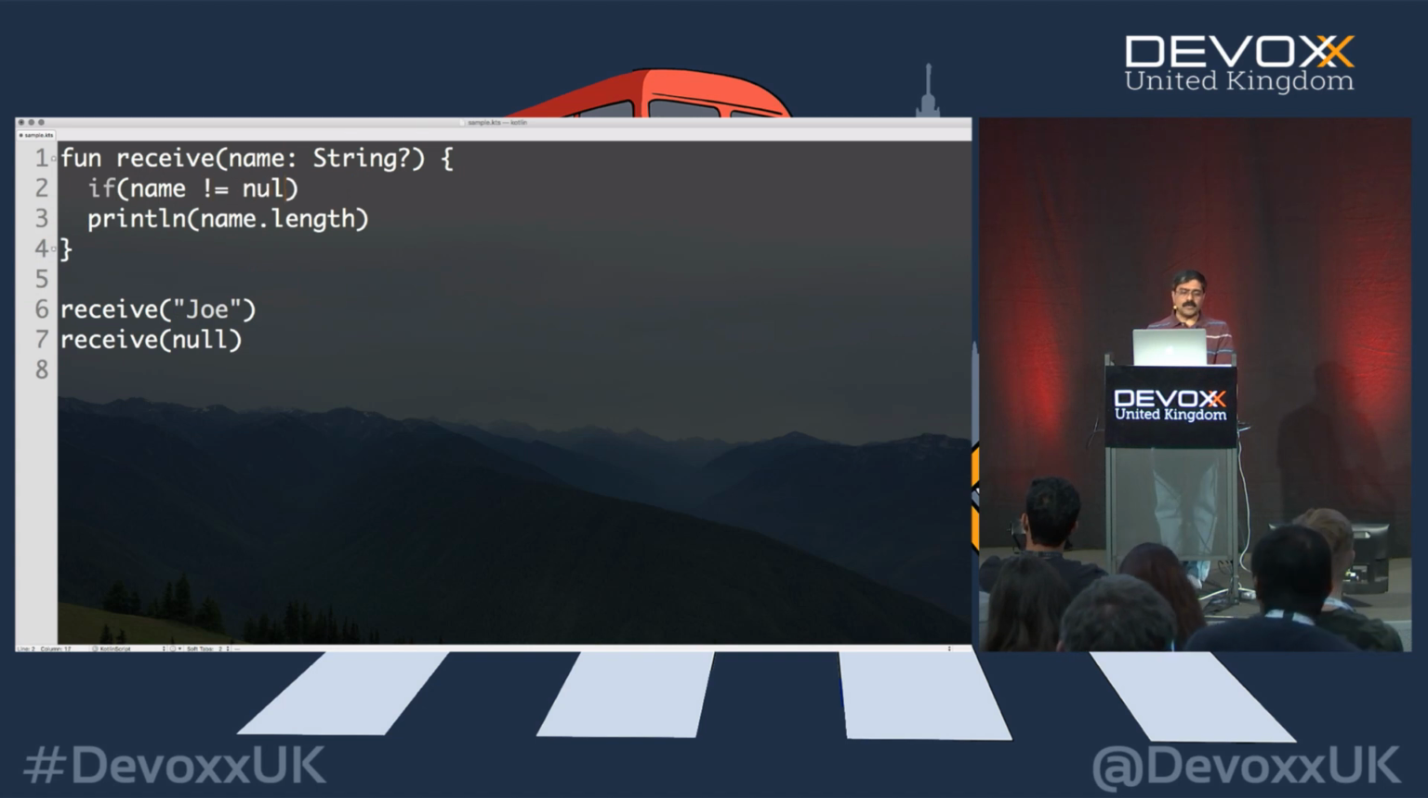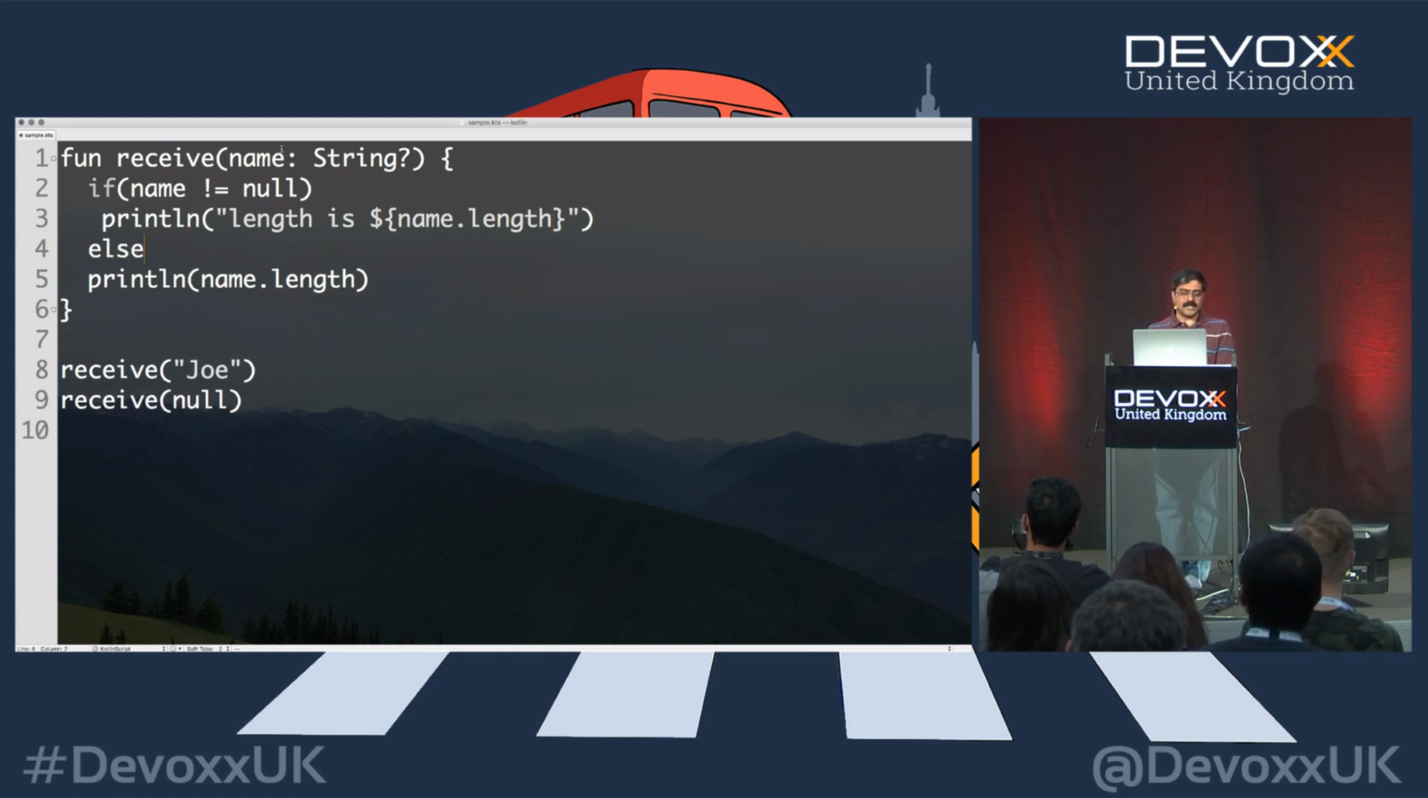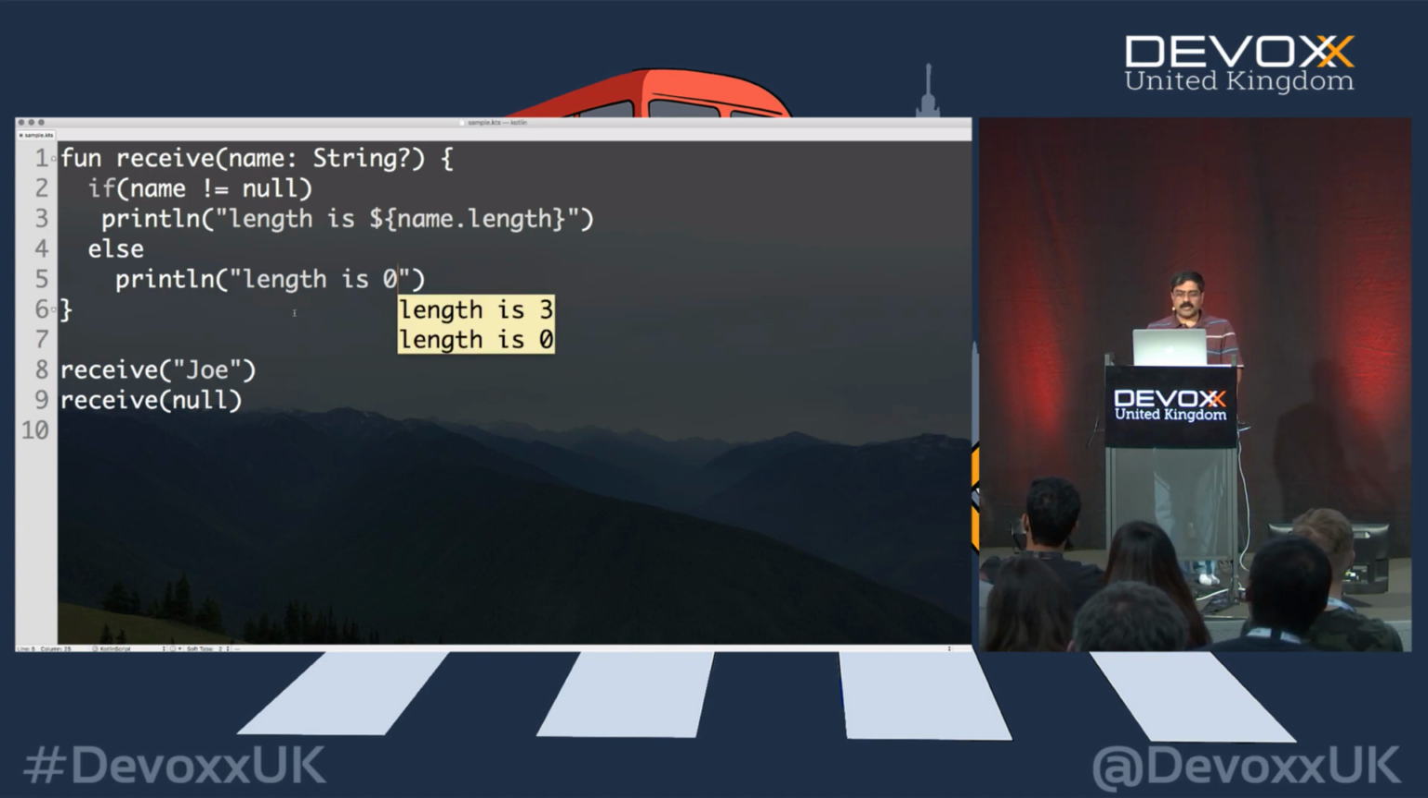If name is not equal to null, then I can say over here, output will say length is, and we will put a $name.length, and you can see how sensibly it's able to work at this point. Otherwise, I say else, and we will simply say over here, length is 0. So when I execute this code, I was able to use name.length on line 3, but I cannot use it outside of the if part because that's not guaranteed to be non-null. I know while this code works, it's a little verbose, not very pleasant.